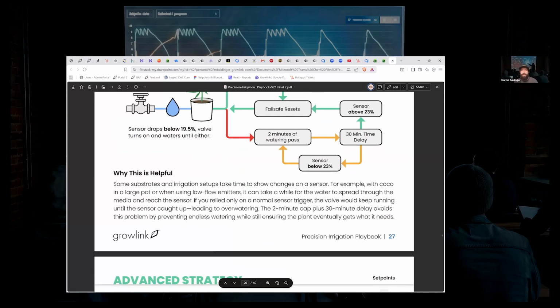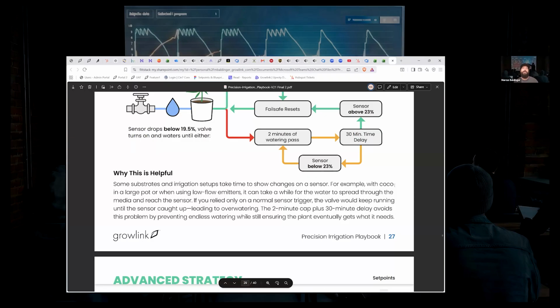And the main reason that we did this is that some substrates and irrigation setups take time to show changes on a sensor. So if you've got coco in a large pot and you're using low flow emitters, it can take a while for the water to spread through the media and reach the sensor. A lot of times we'll have a scenario where we trigger a feed and it was already pretty dry, so that water had to make its way all throughout that substrate and redistribute itself. And I've even seen like 10 minutes of delay between an irrigation event and the accurate spike that comes after that.